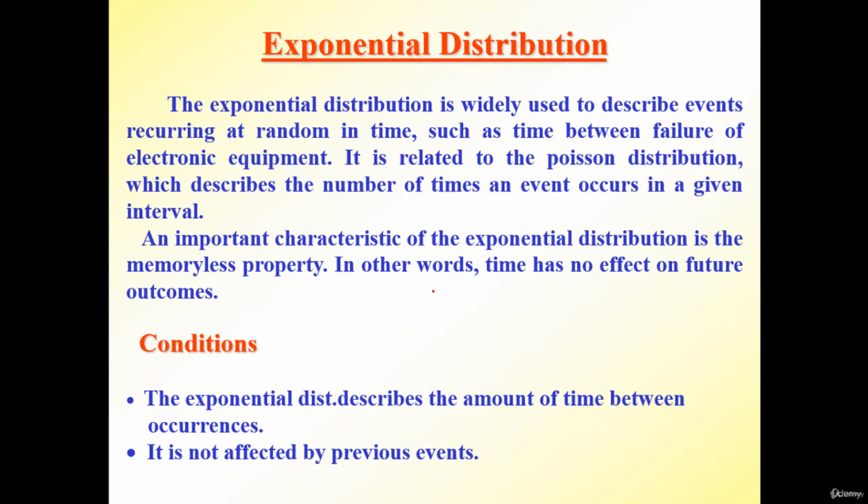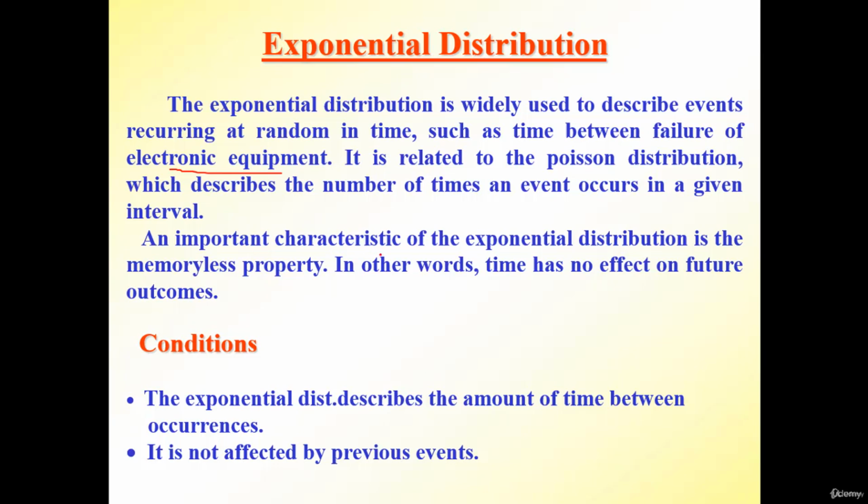The exponential distribution is the inverse of the Poisson distribution. The exponential distribution is widely used to describe events recurring at random in time, such as the time between failures of electronic equipment. A Poisson distribution describes the number of times an event occurs in a given interval. So there is a relation between them.